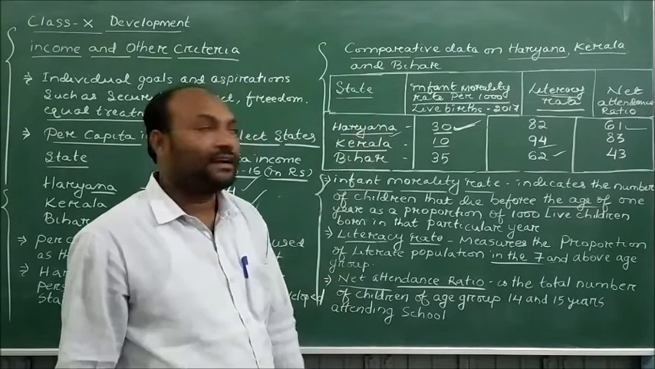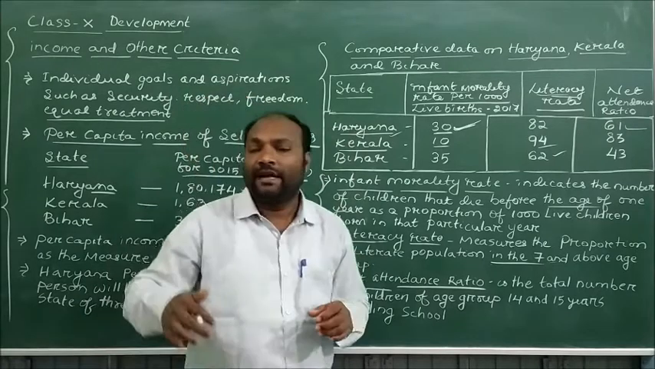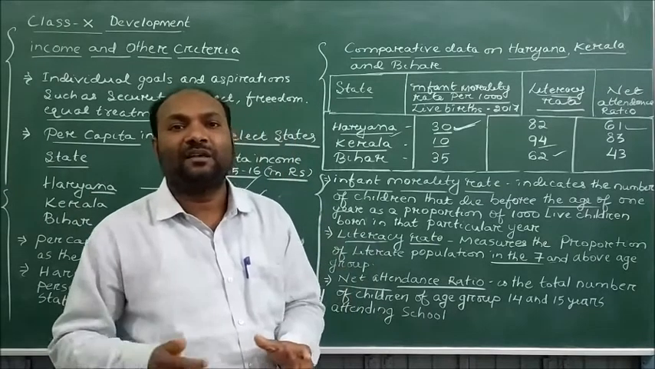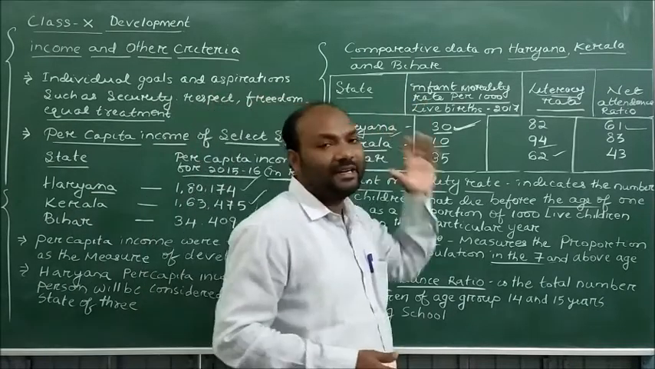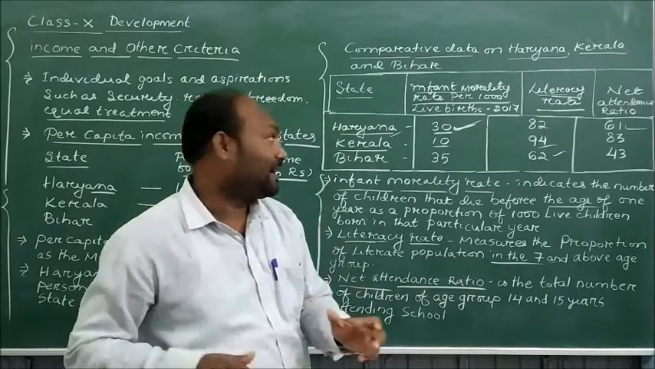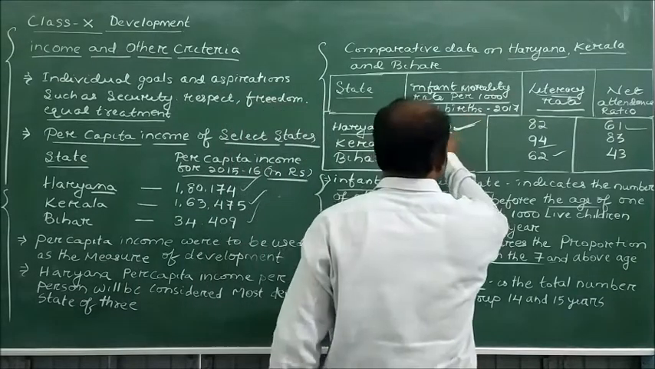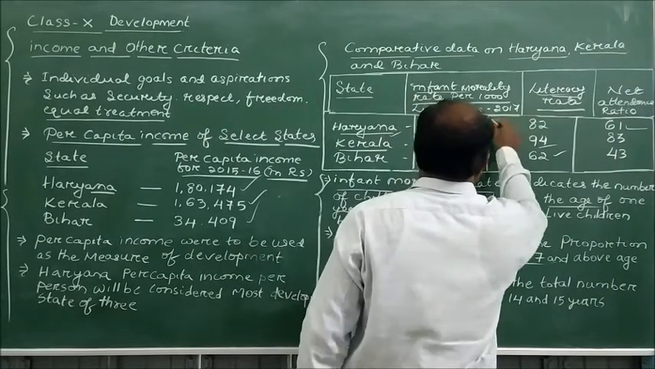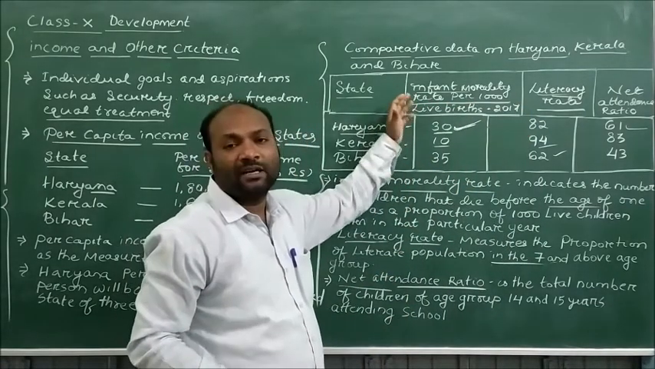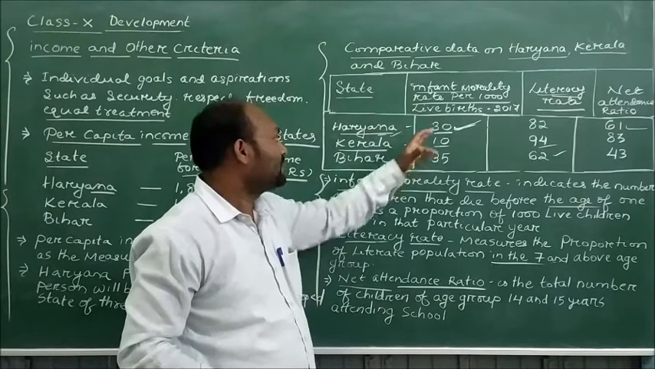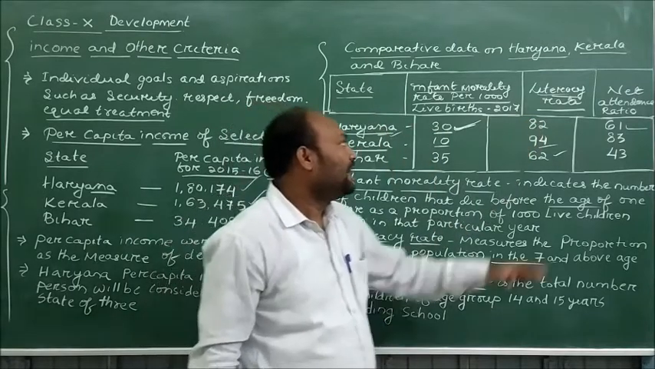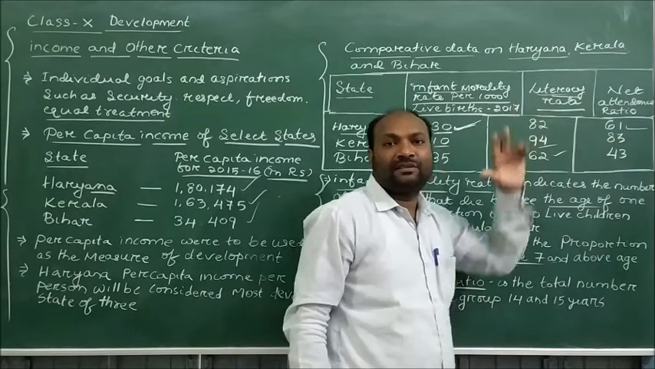So let's take Haryana. In terms of per capita income, Haryana is a much developed state. But when we take these three criteria, Haryana is not better than Kerala. So dear students, according to the data taken in 2017, Haryana's infant mortality rate is 30, its literacy rate is 82, and net attendance ratio is 61.